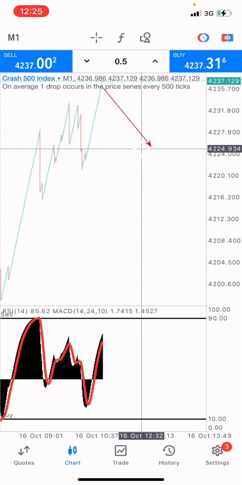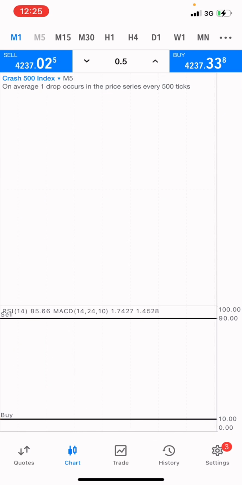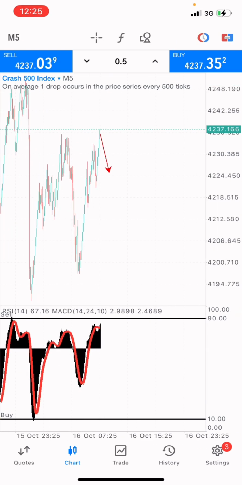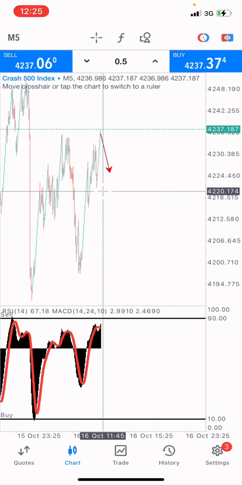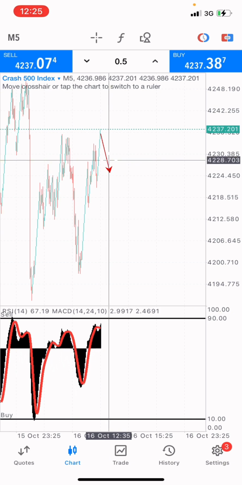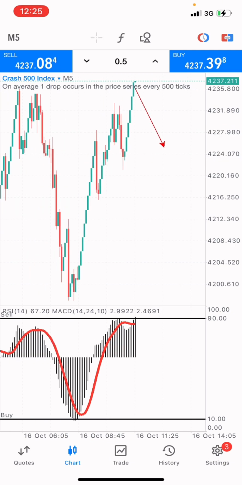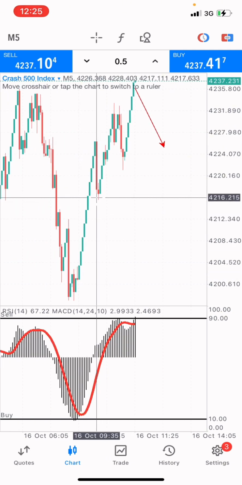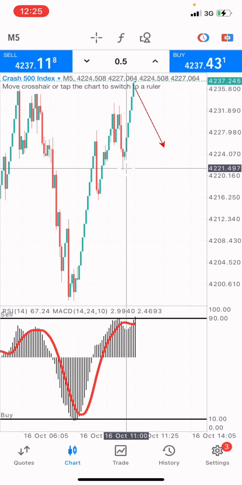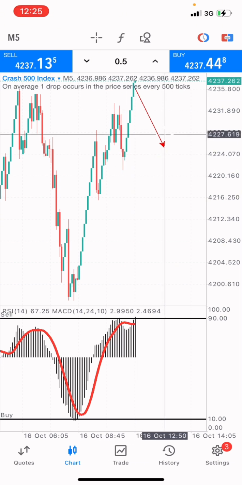All right, so if we check on the 5-minute time frame right here, you can see that the market has bought, so we're expecting the market to drop again. If you take a look at this point right here, the market bought, it sold, it bought, it sold, it bought, it sold, it bought, so it's going to sell.